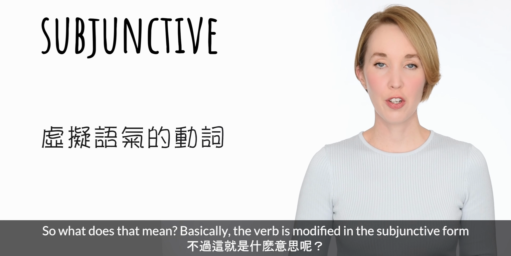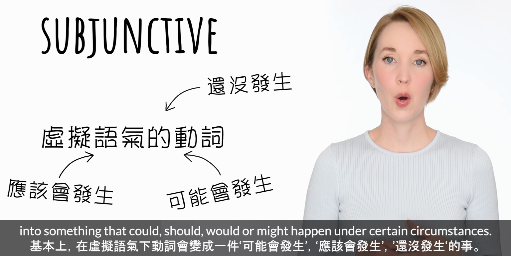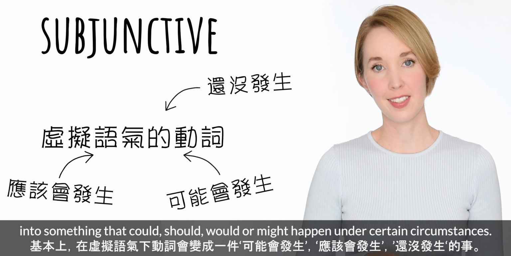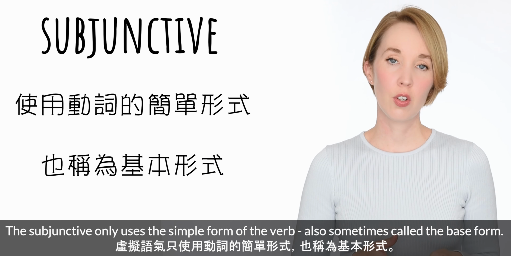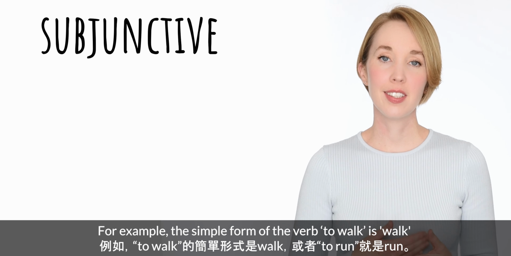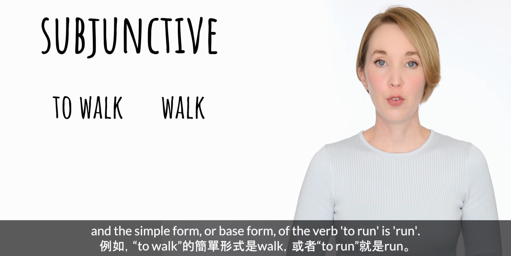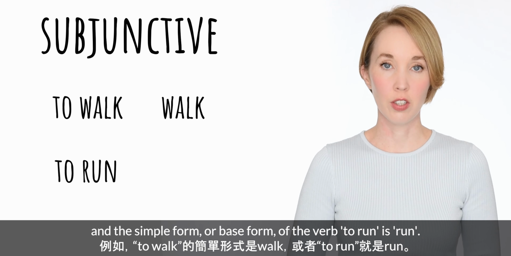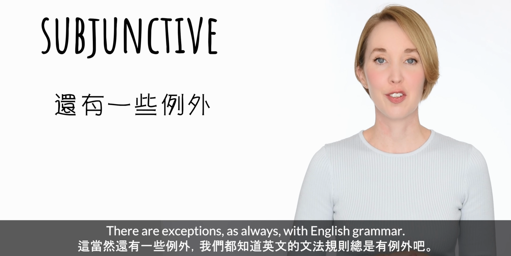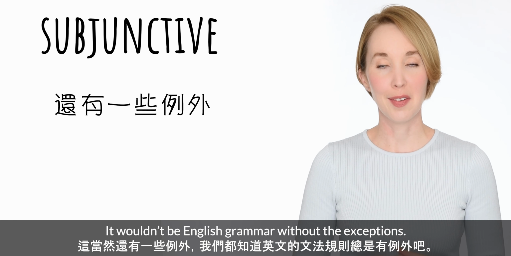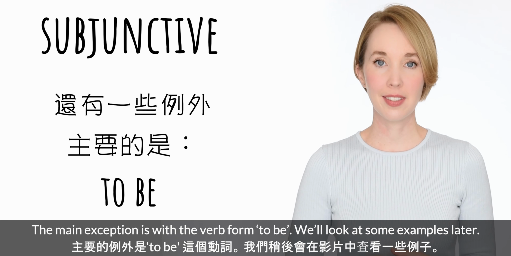Basically, the verb is modified in the subjunctive form into something that could, should, would, or might happen under certain circumstances. The subjunctive only uses the simple form of the verb, also sometimes called the base form. For example, the simple form of the verb to walk is walk, and the simple form or base form of the verb to run is run. There are exceptions, as always, with English grammar. It really wouldn't be English grammar without the exceptions, but the main exception is with the verb to be. But we'll look at some examples later.